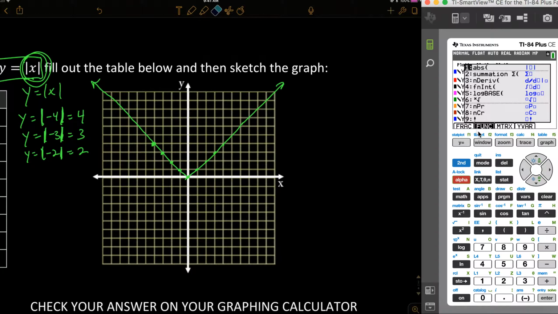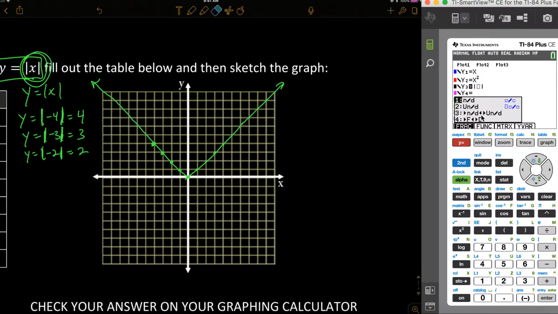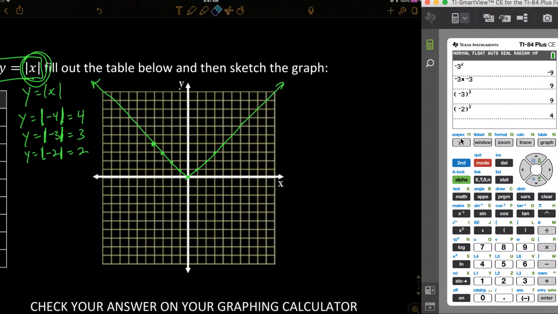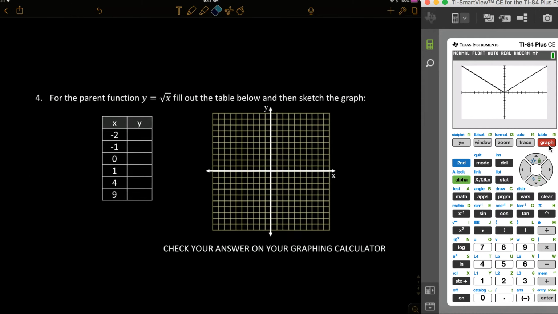All right, so let's go back to our y equals. I want to quit out of this. Go back to our y equals. So here is our absolute value. So we want to go down to that, and we want to put an x in there. And we'll hit the over arrows just to make it look right. There's the absolute value of x. We want to graph this thing, and there we go. We get our kind of V-shaped graph. So we got it right.